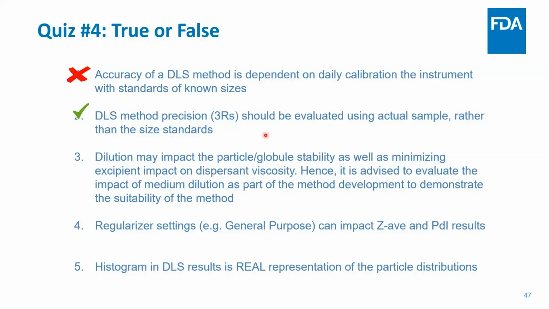You want to look through the repeatability, reproducibility and robustness of your system for the actual type of analyte that you're studying, because a lot of times it does not apply to standards. Dilution may impact particle or globule stability. The amount of excipient may impact dispersant viscosity, and therefore it's important to evaluate the impact of medium dilution during method development.